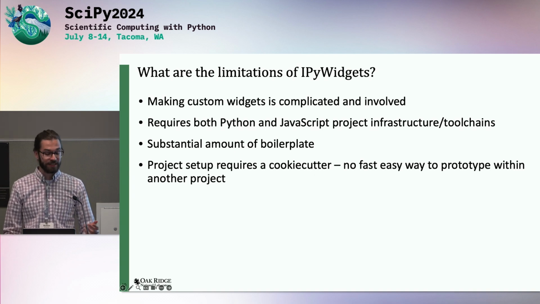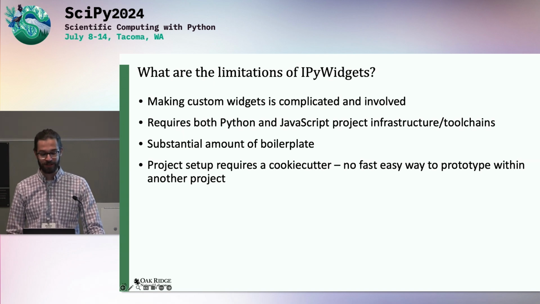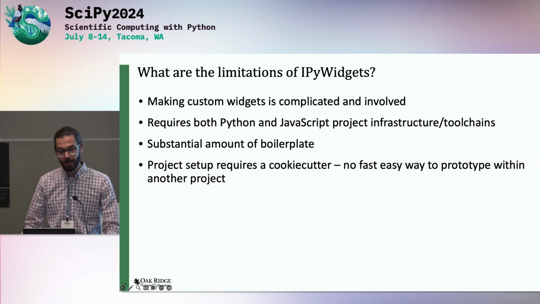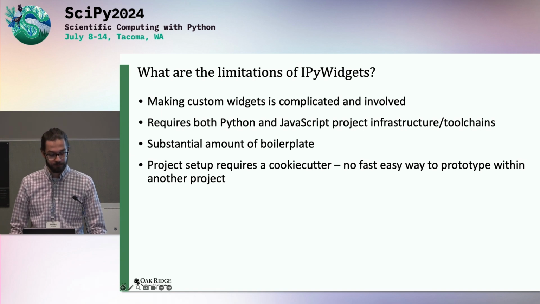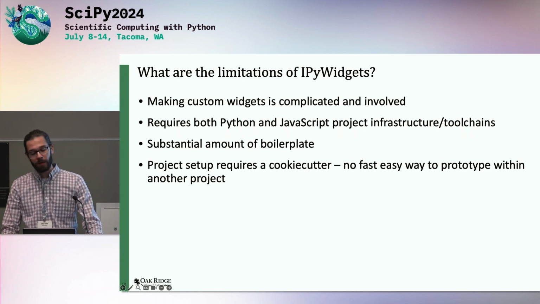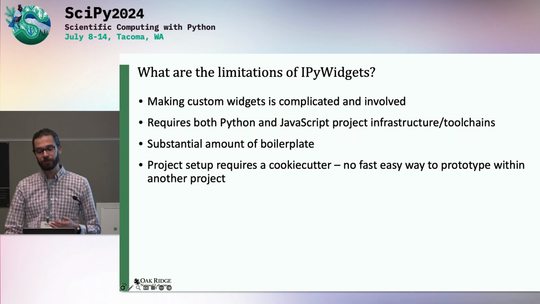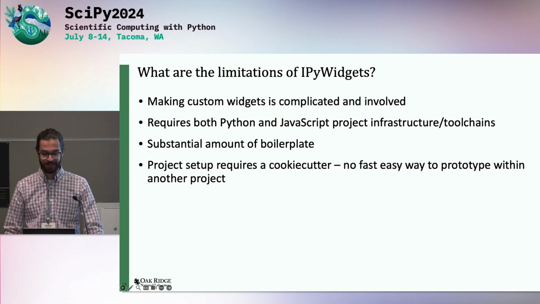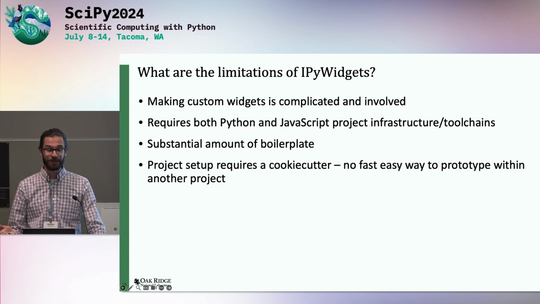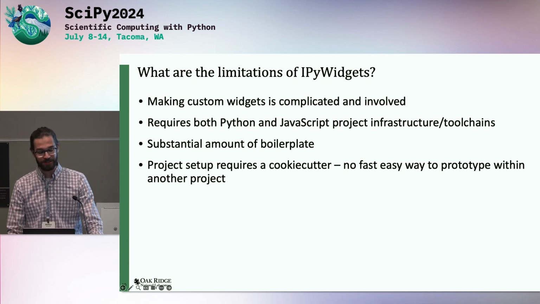And actually, previously, the official way of doing this, you had to set up your project using this Jupyter-provided cookiecutter, which would build out all of those default files for you. And so, the problem here is that it's very difficult to quickly prototype a new widget within the same project or even within a notebook or something like that. For anyone who attended the AnyWidget talk yesterday, they were mentioning very similar things.